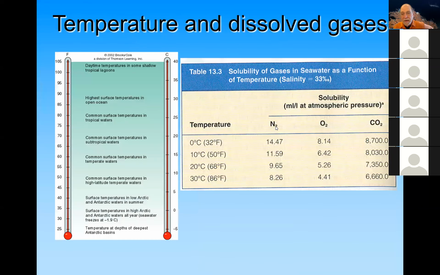Okay. Well, other processes: temperatures and dissolved gases. These are conditions that life has to face, specifically in the ocean.